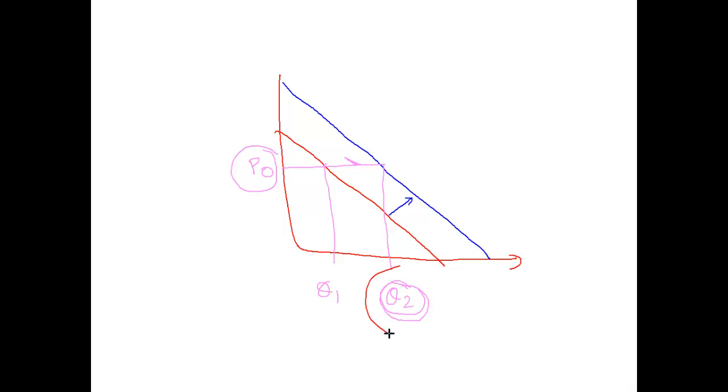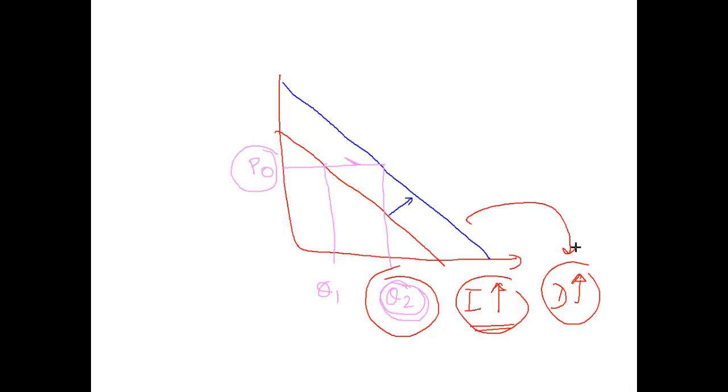Now what is the reason for this increase in the quantity? The reason is that an increase in income has happened. So income has increased, that means people's demand has increased. So that is what you see when you have a right shift, it means that an increase in the demand has happened, right? So at the same price level, you are demanding more.